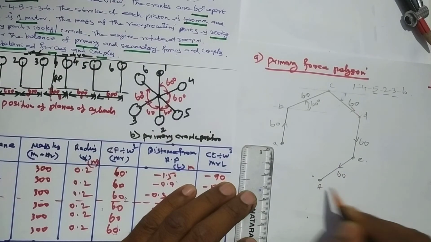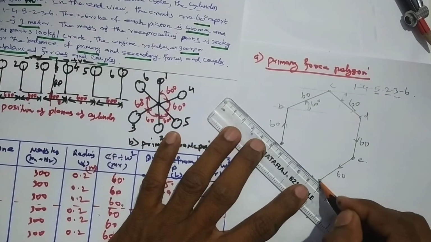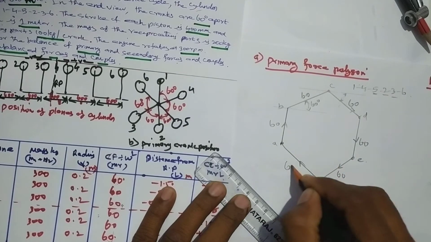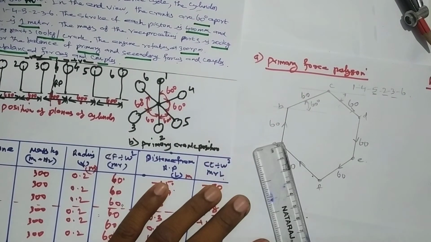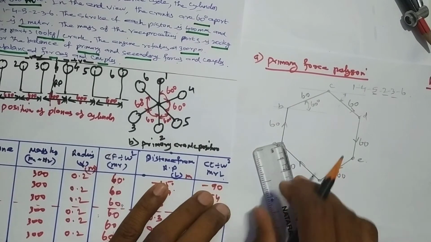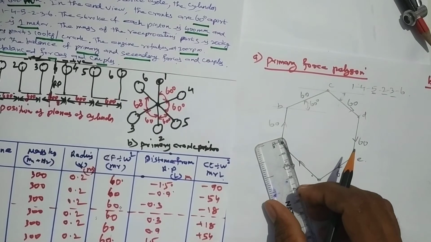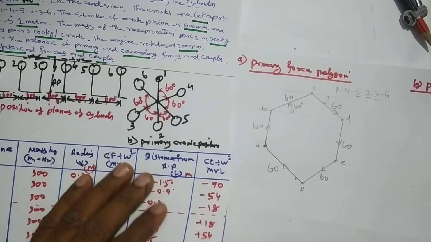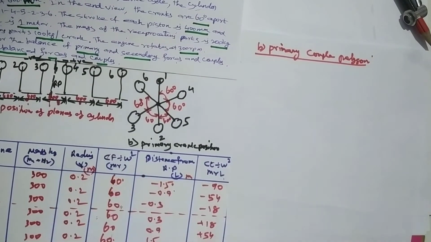So it is 60. Then the sixth cylinder firing order, you just close it, right. You are getting the closed primary polygon. So according to this diagram, there are no unbalanced forces produced due to the primary force polygon. So next you draw the primary couple polygon, which is a very important one, right.